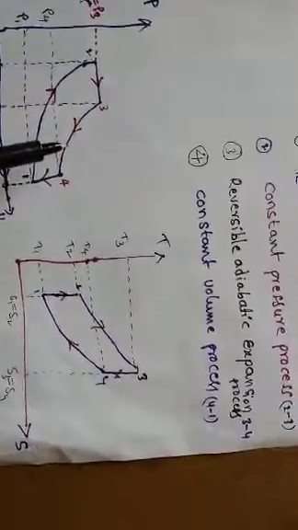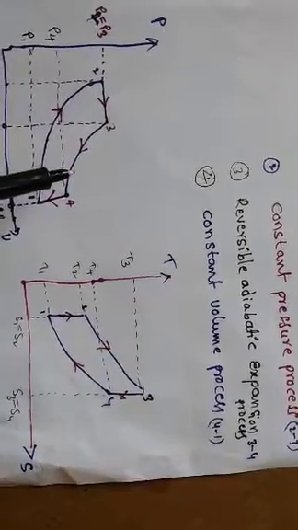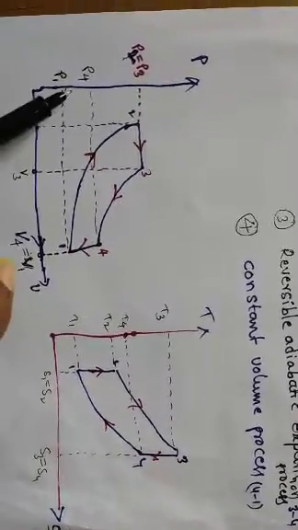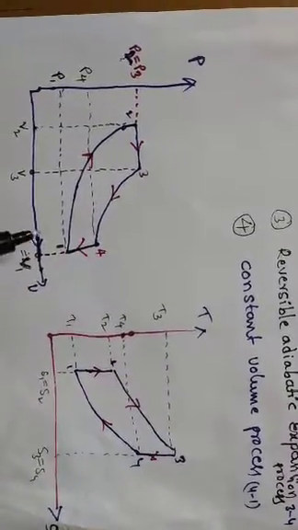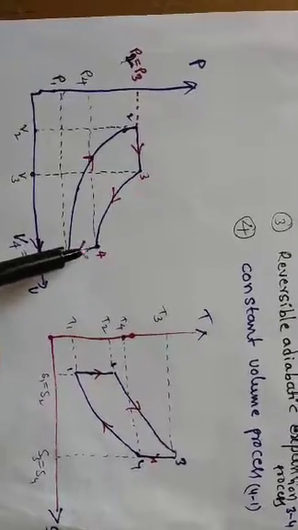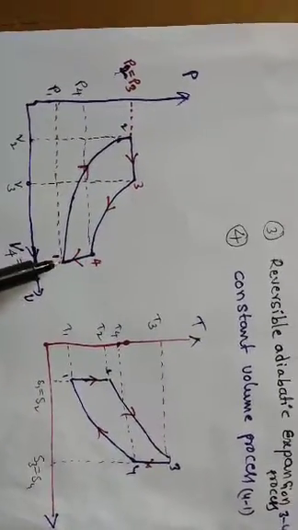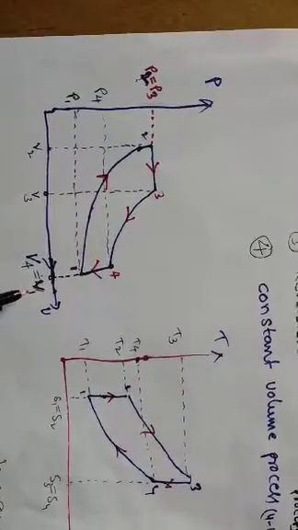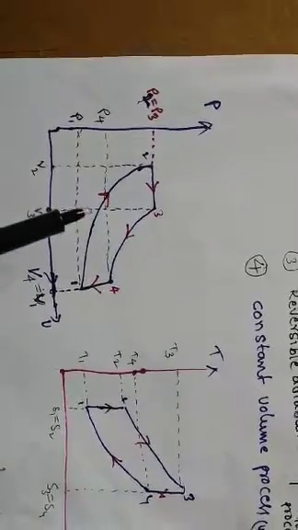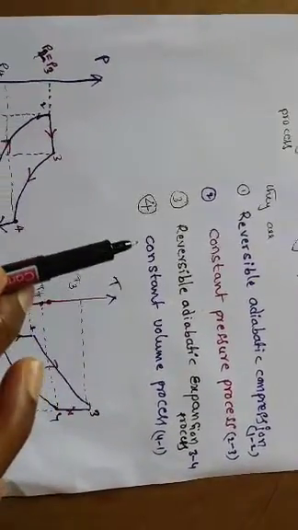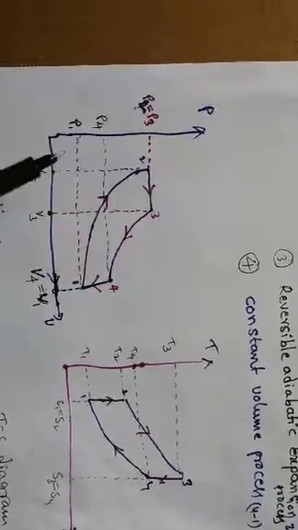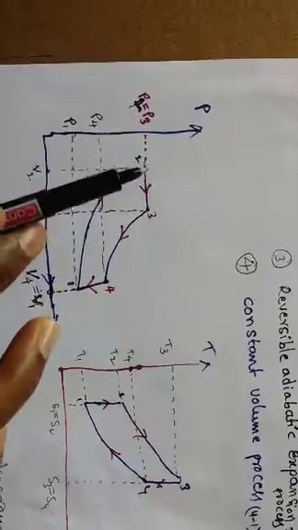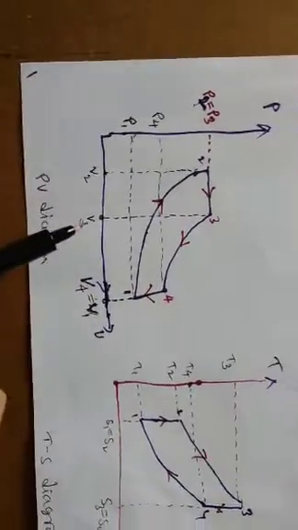Next, the last process, the fourth process, is the constant volume process, that is 4 to 1. In a constant volume process the line should be parallel to the vertical axis, or perpendicular to the x-axis. This means volume V4 is equal to V1. So here we have P1, P4, and P2 equal to P3, a constant pressure process. Finally, this is our PV diagram.